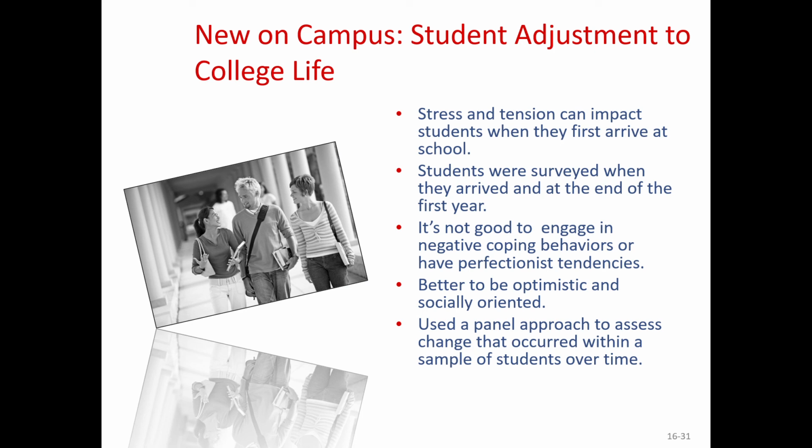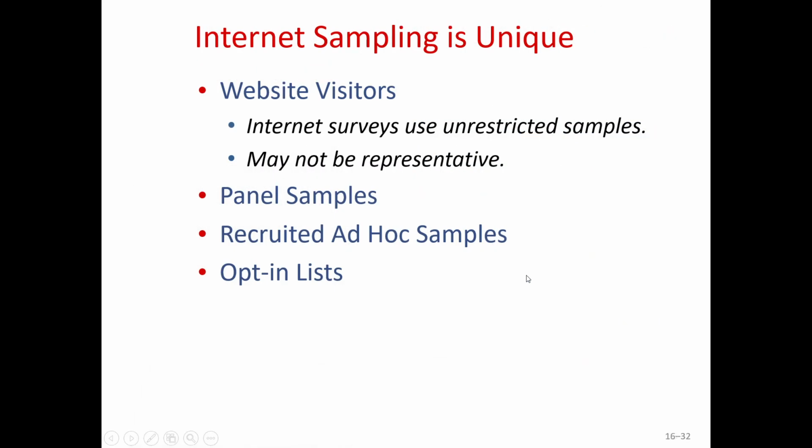And stress and tension. When students arrive on campus, a new campus, for example, students are surveyed when they arrive and at the end of the first year, and it's not good to engage in negative behaviors and better be optimistic and socially oriented. Using a panel approach within a sample of the students over time is the best thing to do.